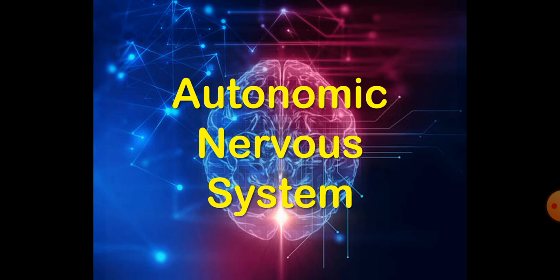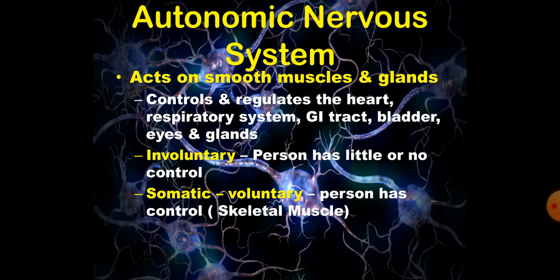So, the autonomic nervous system. The ANS acts on smooth muscles and glands. This controls and regulates the heart, respiratory system, GI tract, bladder, eyes, and glands. The ANS is involuntary, meaning a person has little or no control. Meanwhile, the somatic is voluntary, so a person has control but only in the skeletal muscle.